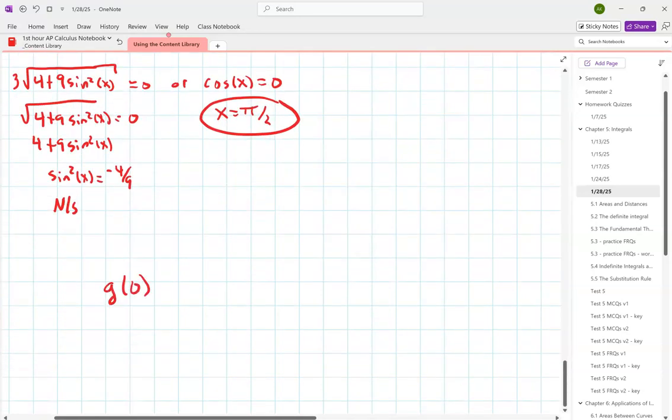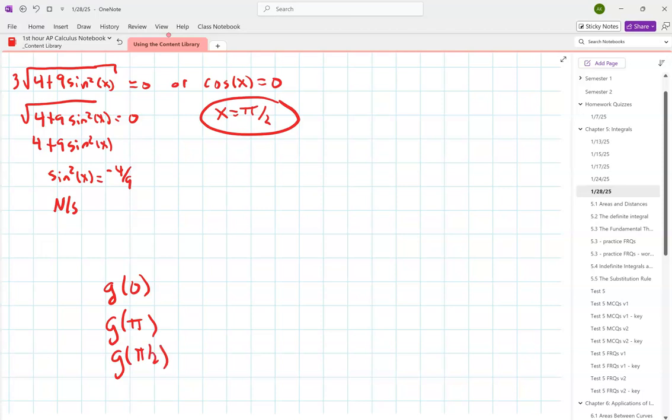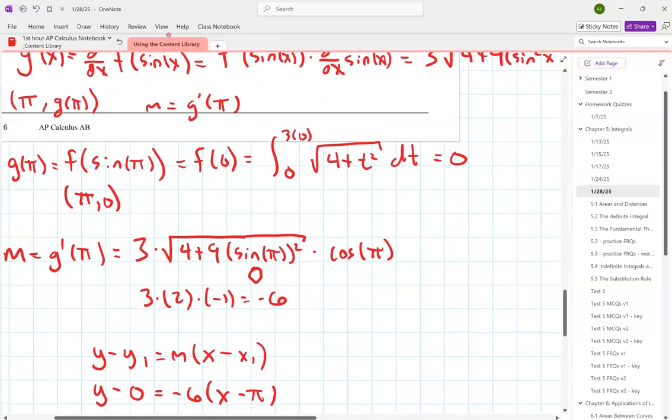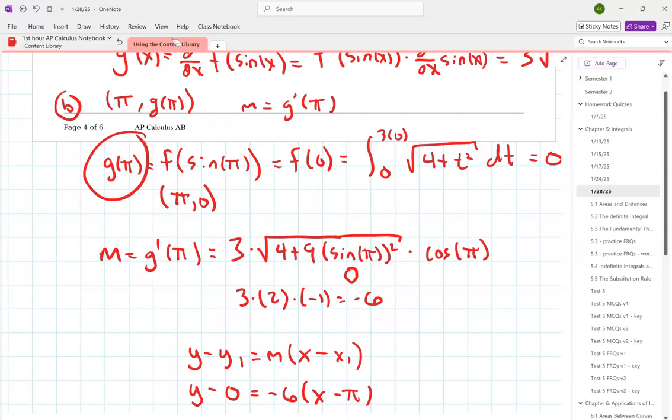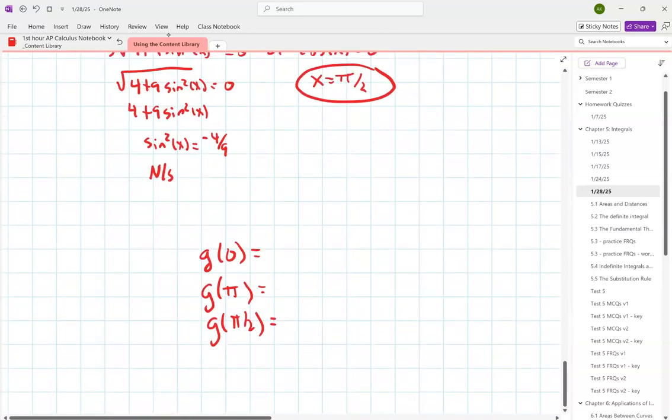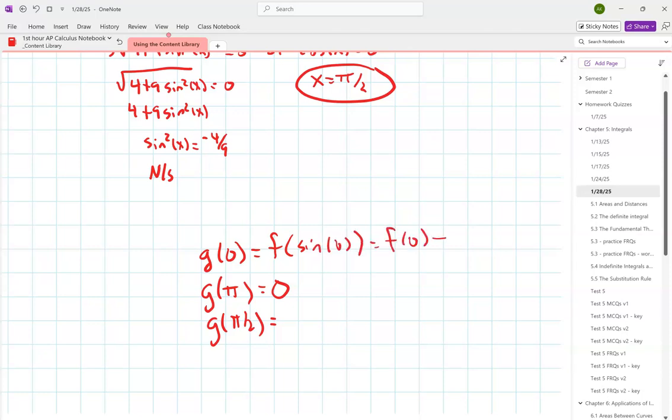So g of 0, g of pi, and then g of pi over 2. Well, we did g of pi already, right? We did it right here. So we know that's 0 already. That's nice that I didn't have to redo that. G of 0 is going to be f of sine of 0, which is just f of 0, which we already did. That's just 0, because it was the same thing as g of pi.